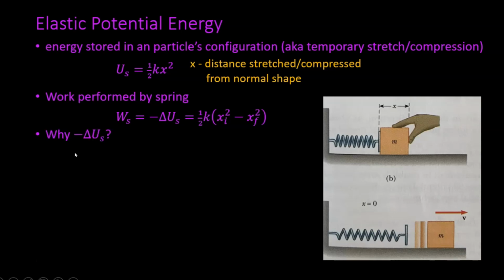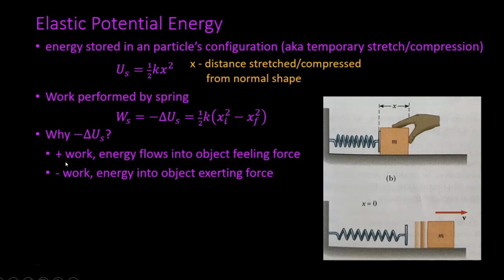The work performed by the spring is equal to negative the change in the elastic potential energy. Again, we ask ourselves, why negative delta U sub S? Thinking back again to our workflows, positive work means that energy is flowing into the object feeling the force. In this case, energy would be flowing into the block. Negative work means that energy would be flowing into the object exerting the force. In this example, that means that energy would be flowing into the spring, and of course it would be coming out of the block.